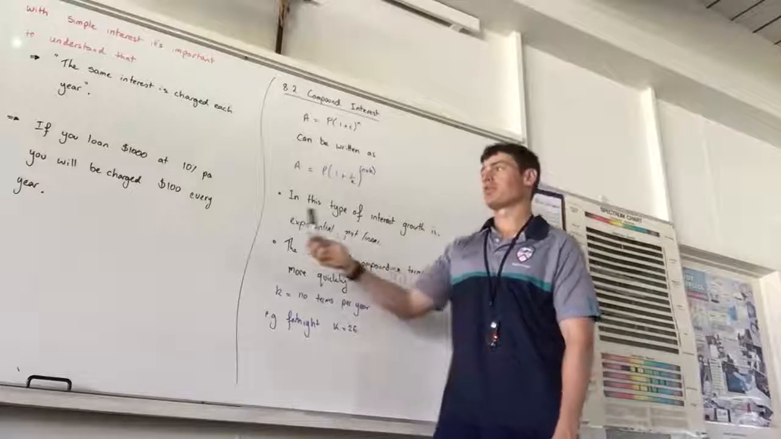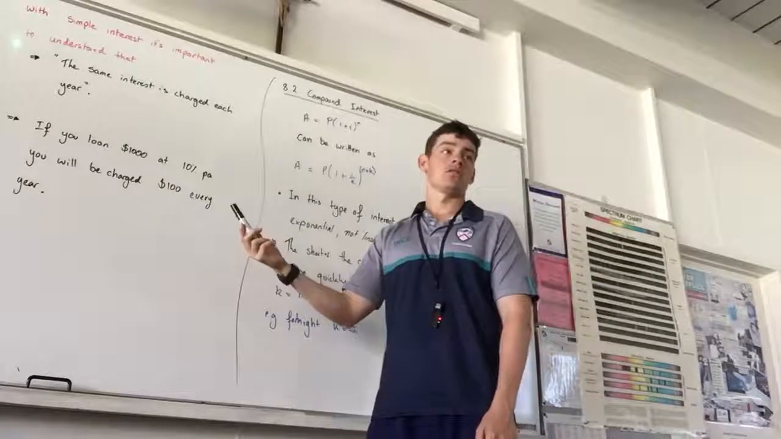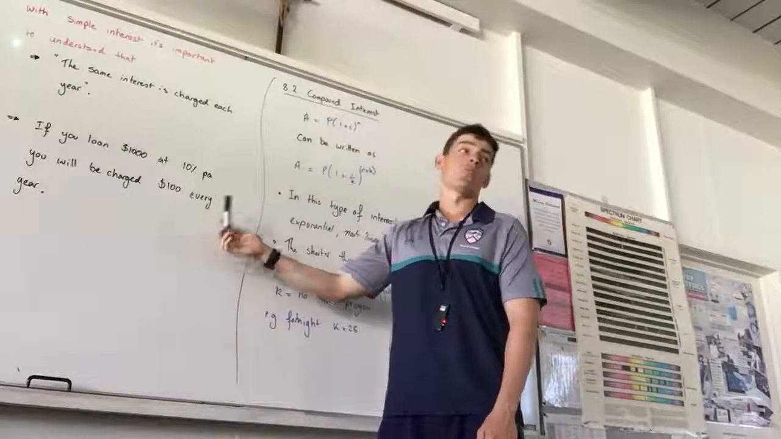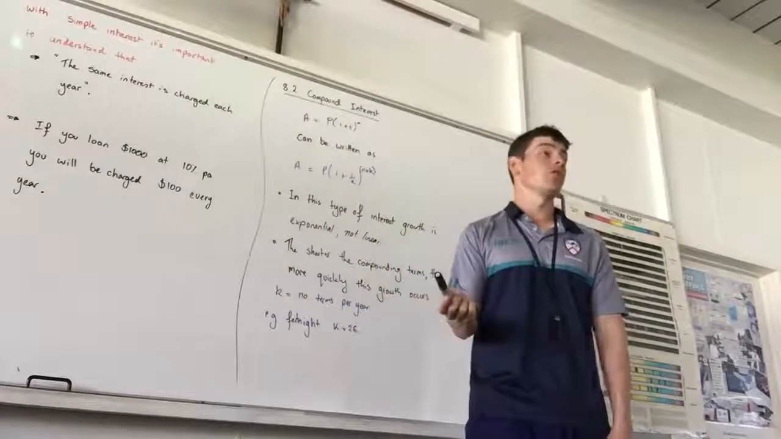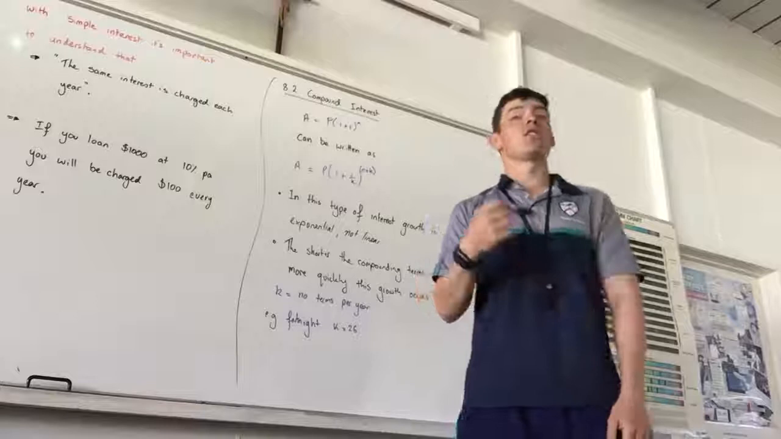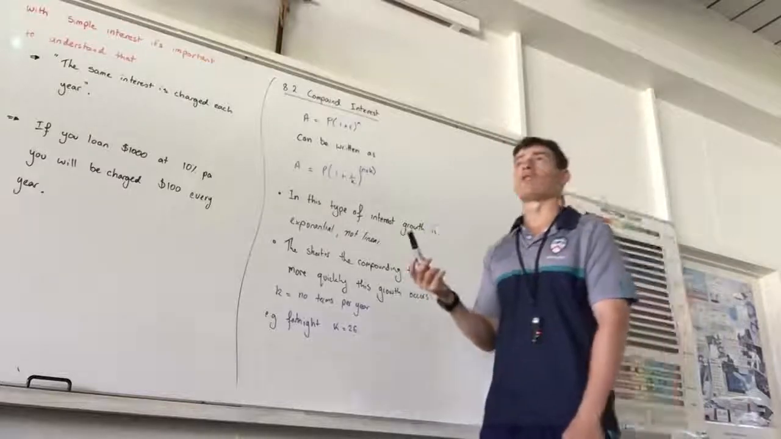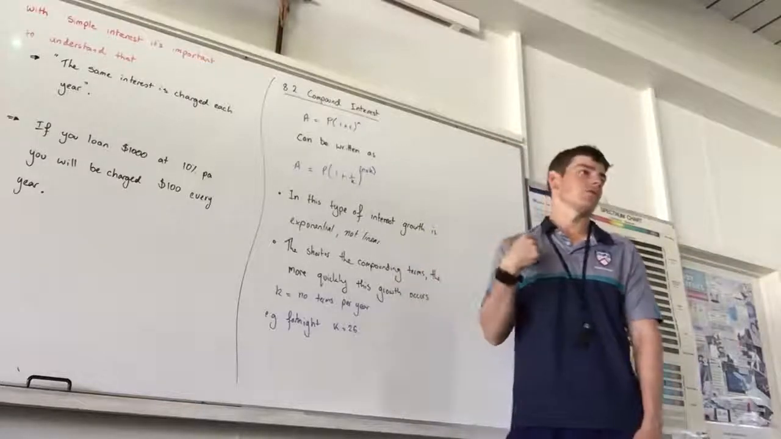For the simple interest, every year we earn $100. If we had a compounding interest loan, in the first year we'd earn $100. In the second year we'd earn $110. In the third year we'd earn $111, $121, and so on and so forth.